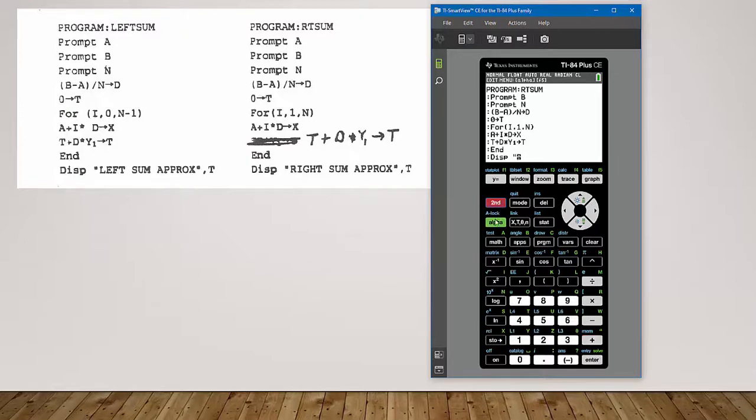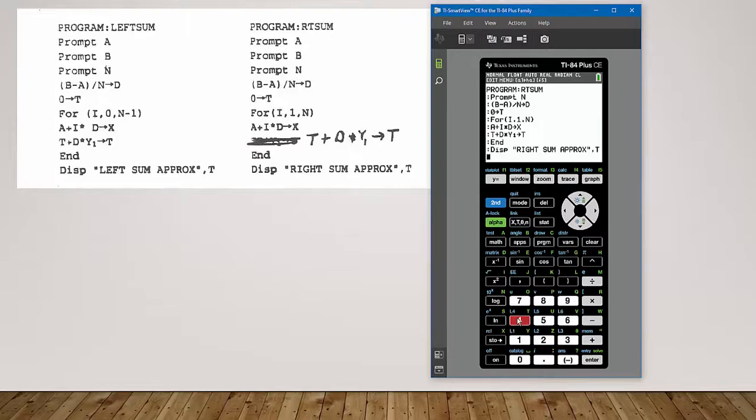quotes. Let me alpha lock. Right sum approx. And there's my space. And then I'm getting out of alpha lock, comma, T. All right, folks, so now I have both programs entered into my calculator.